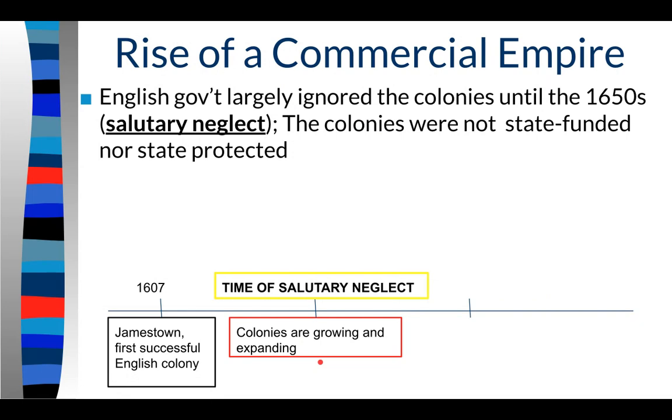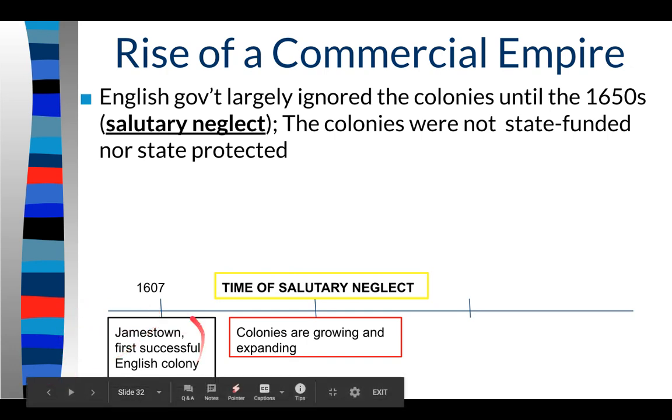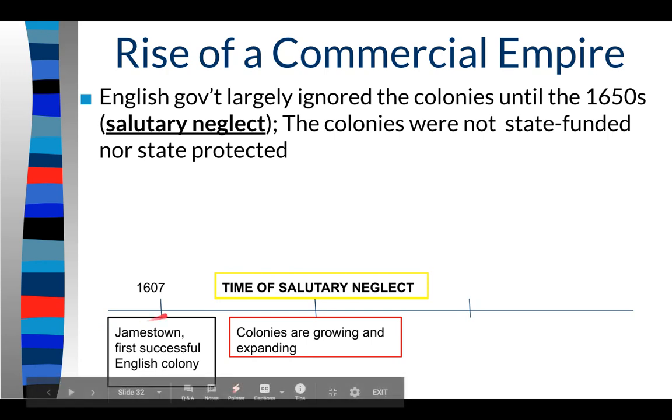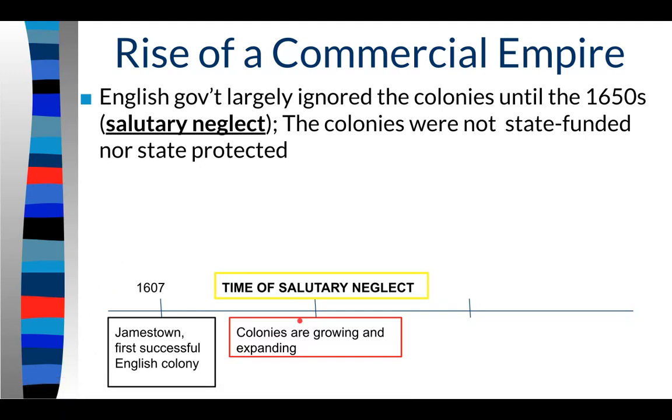But let's look at what happened in the very beginning, okay? So 1607 is when Jamestown was planted, and it was the first successful English colony. Awesome. But what's unique about England is the Joint Stock Company sent these people over, right? And then they kind of forgot about them.